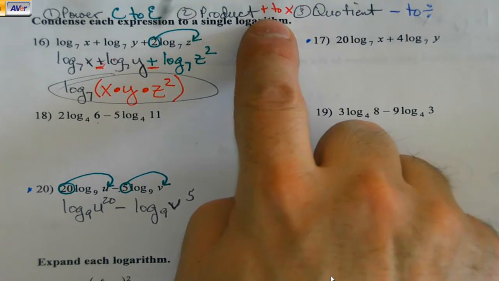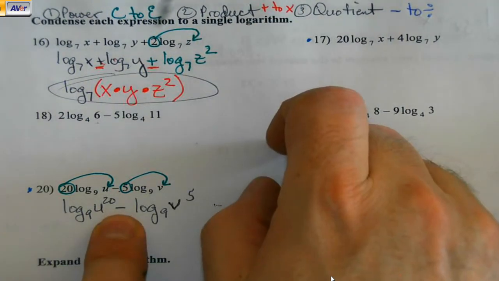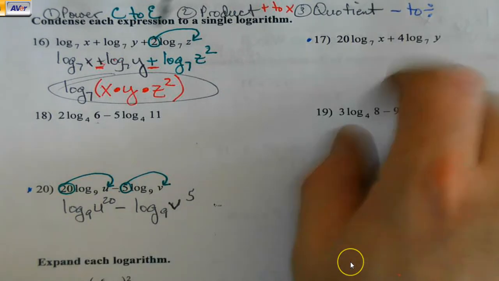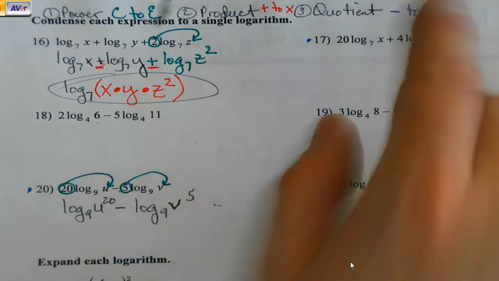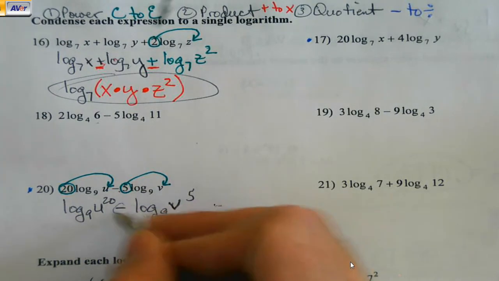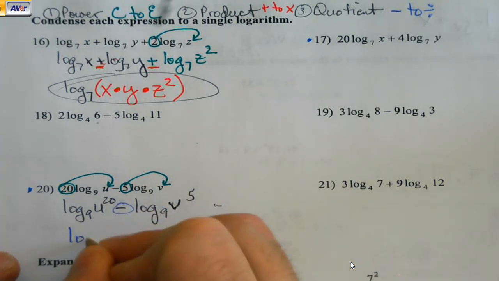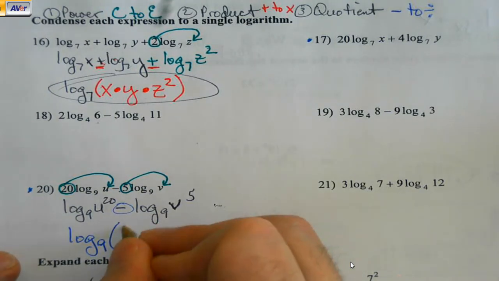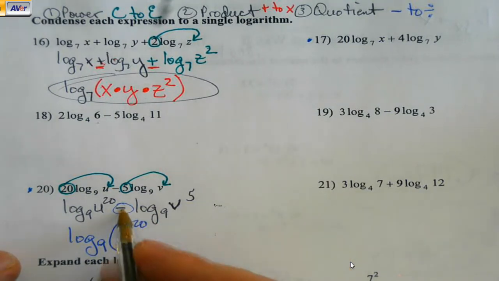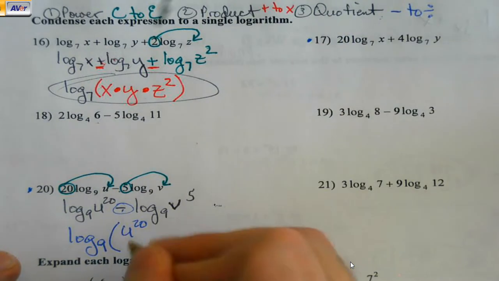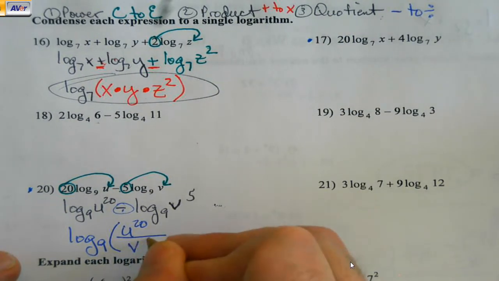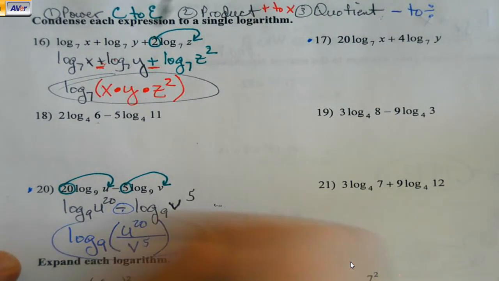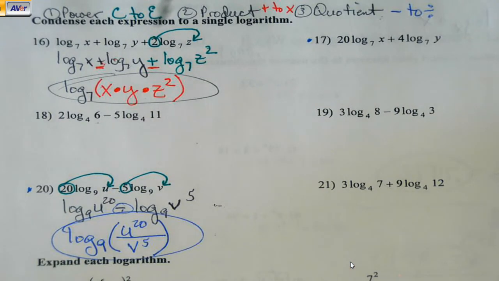Do I have a product? Do I have a plus? No. Don't have to do that this time. Do I have a quotient? Do I have a minus? I do. So when I go to my single log, we've got u to the 20th minus, becomes divide, makes a fraction, v to the 5th. I'm done. Piece by piece by piece.